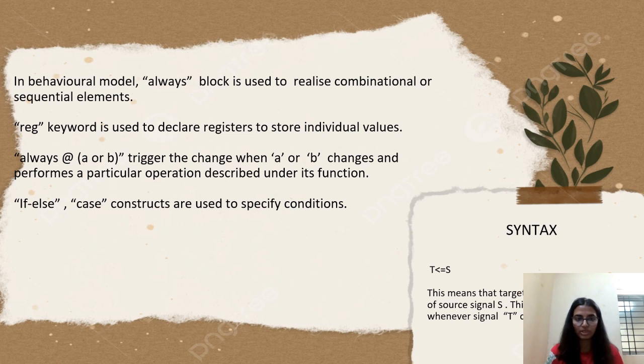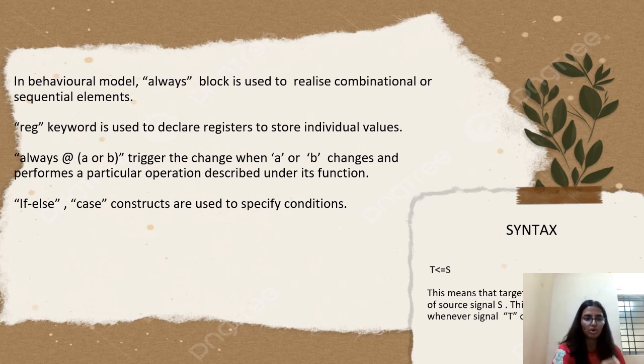In the behavioral model, like I have explained the structure, I'll just go through this slide very quickly. We use the always block to realize combinational or sequential elements. Basically, we define the inputs and the outputs.